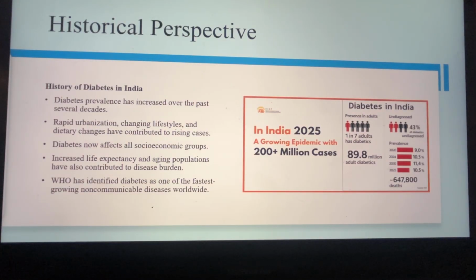For a historical perspective, diabetes prevalence has increased over the past several decades. Rapid urbanization, changing lifestyles, and dietary changes have specifically contributed to the rising cases, especially in India. And diabetes affects all socioeconomic groups, wealthy, poor. It can affect anyone who has limited access to being able to control and manage it. Increased life expectancy and aging populations have also contributed to disease burden as well. The WHO has identified diabetes as one of the fastest growing non-communicable diseases worldwide.